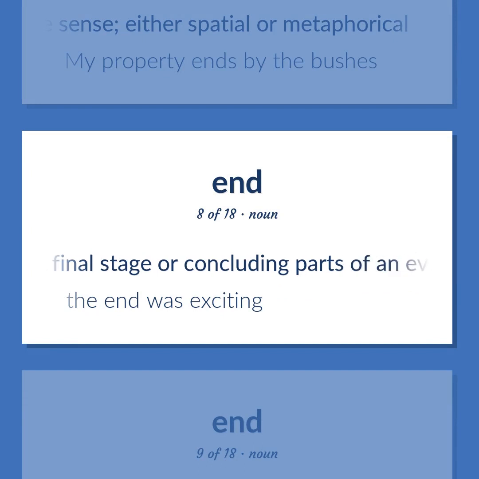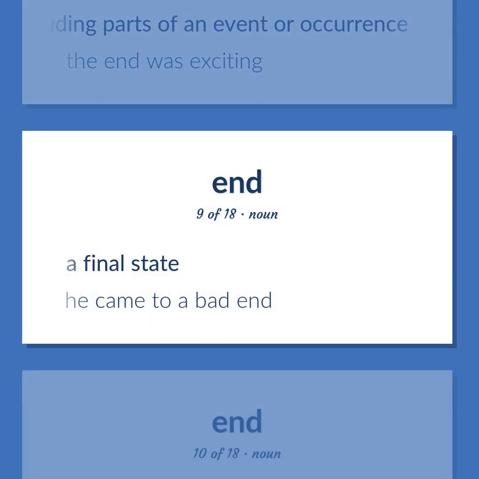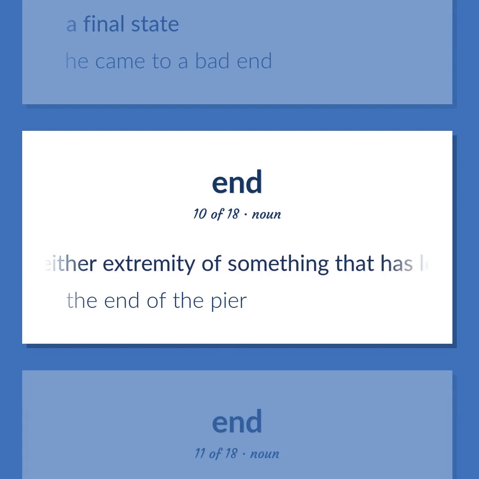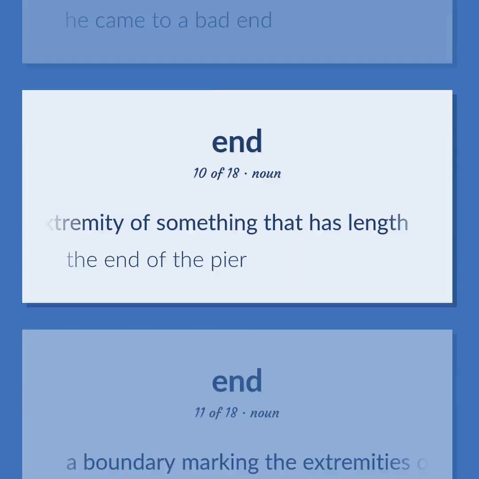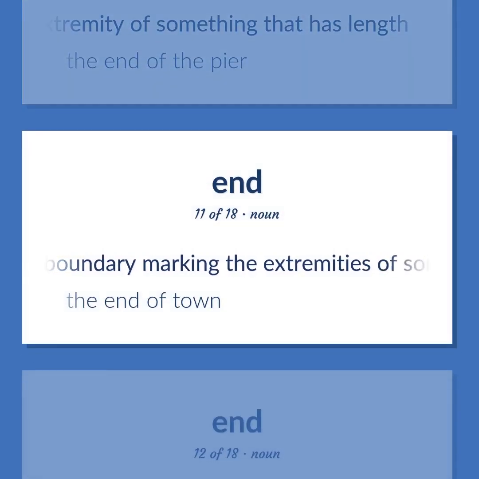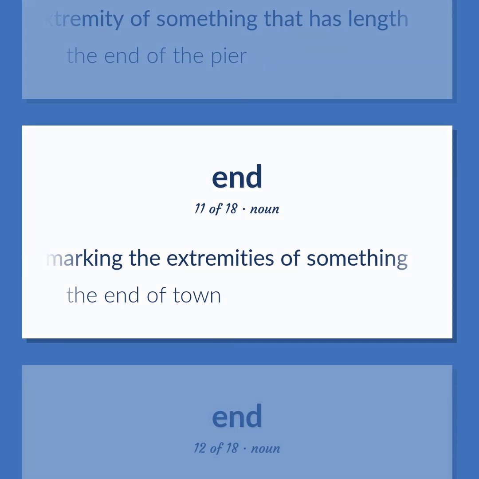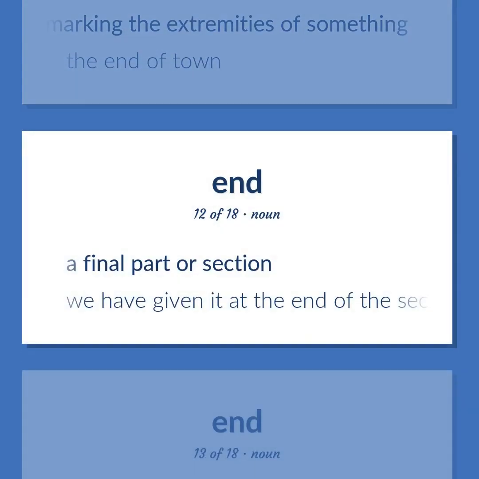The final stage or concluding parts of an event or occurrence. The end was exciting. A final state. He came to a bad end. Either extremity of something that has length. The end of the pier. A boundary marking the extremities of something. The end of town. A final part or section. We have given it at the end of the section since it involves the calculus.